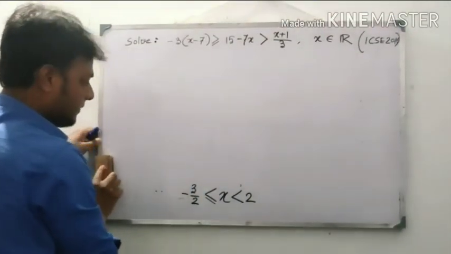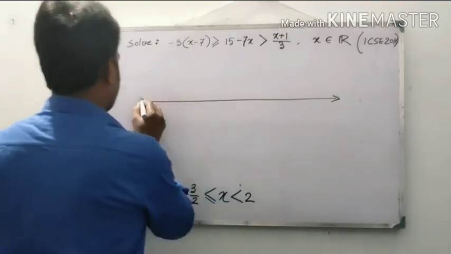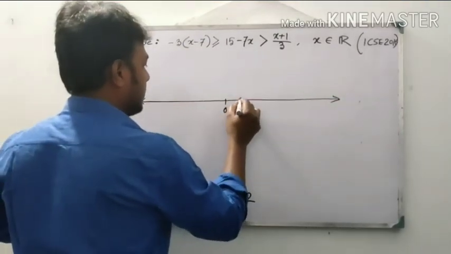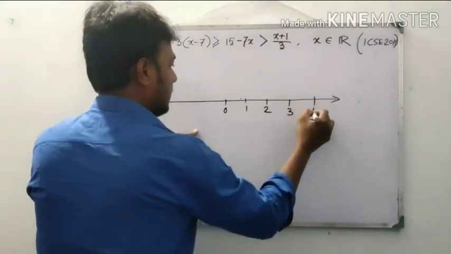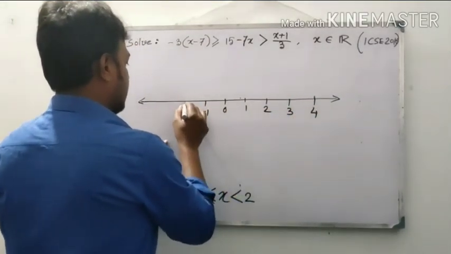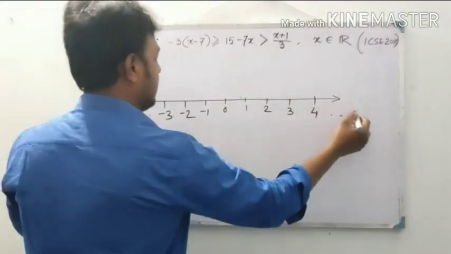Real line. Draw a real line. Suppose this is the real line. Make the scale 0, 1, 2, 3, 4, minus 1, minus 2, minus 3 and so on, and this side so on.